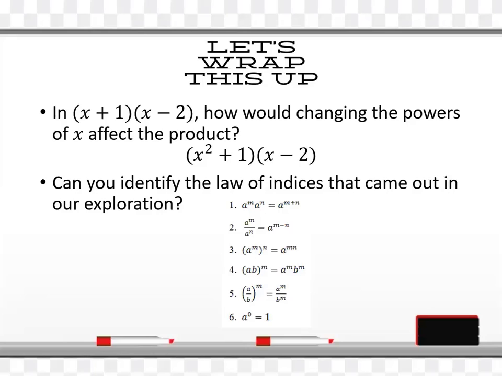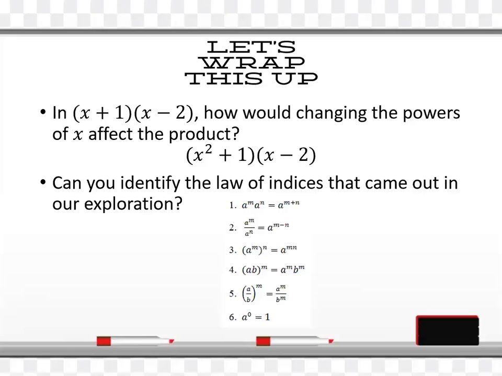What else would change about this new product? If I had changed the power of x in the first binomial to 2, what else would change about our product? So we know that firstly, instead of having x squared as we had in the previous example, this would become x to the third power. Now, what would be the other terms in our expansion?